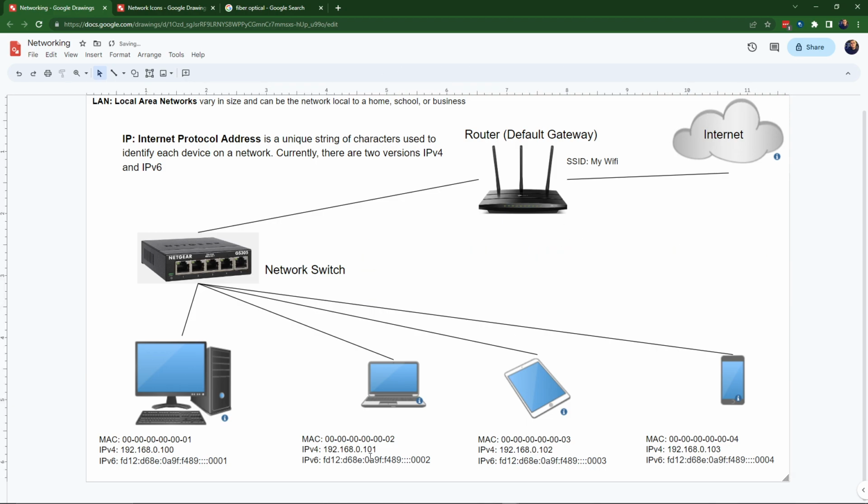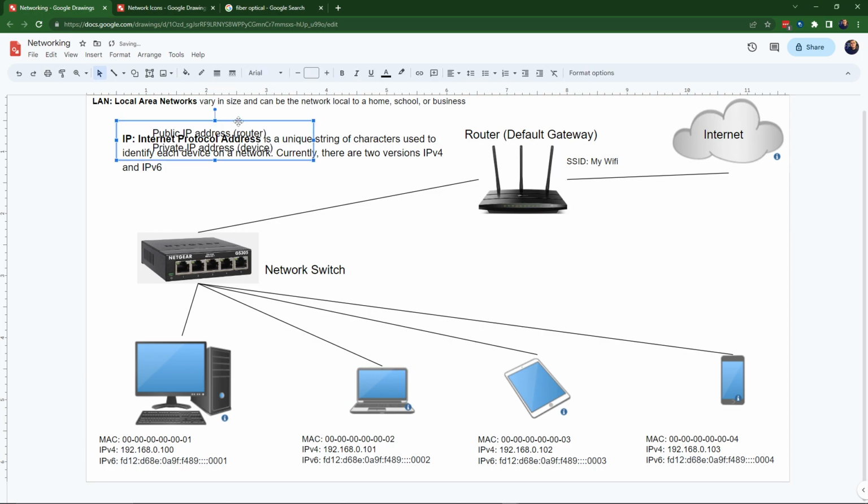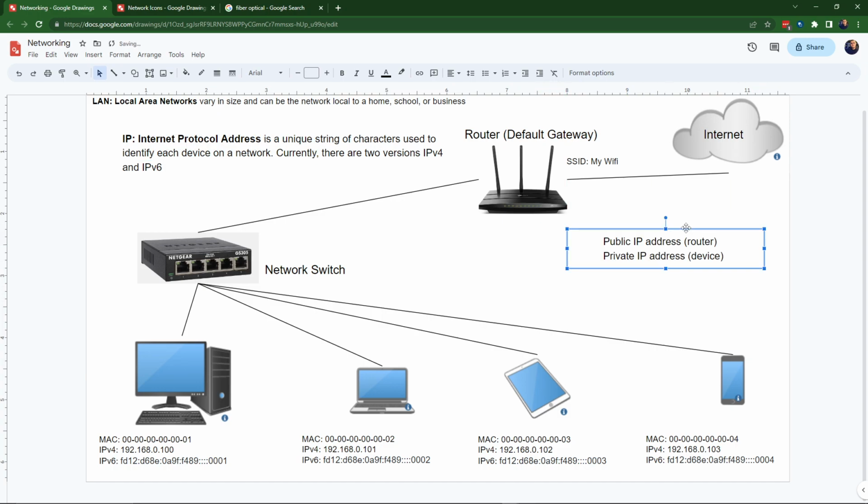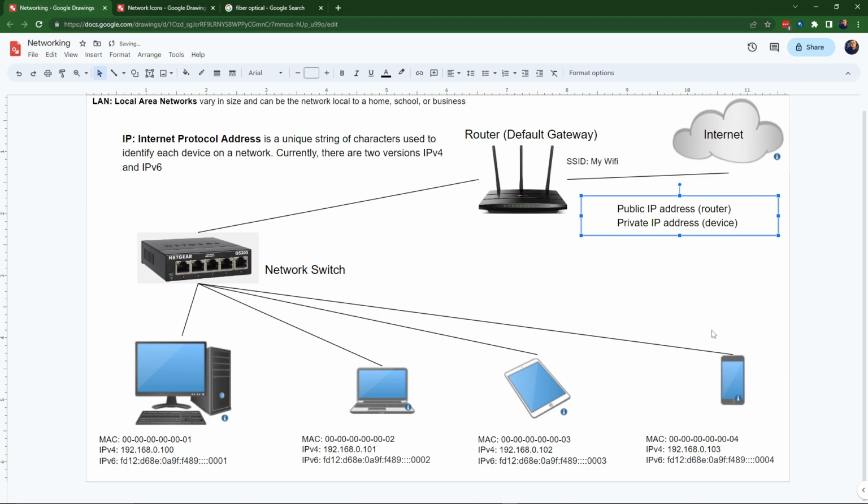We have an address for everything, and it's making it so that we can communicate. Now we need to talk about something called the public versus private IP addresses. The way you can think of it is the public IP address, the one that everyone else sees, is at your router. Your router contains the public IP address.